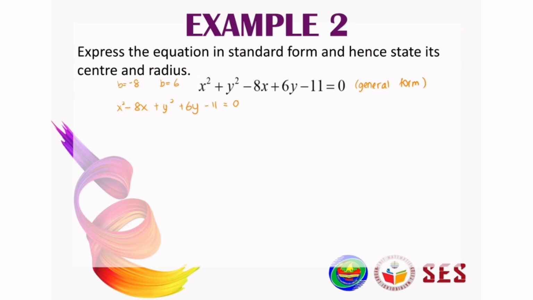So we apply the completing the square method. We will have minus 8 over 2 squared, minus again the same thing. For the y, we have plus 6 over 2 squared, minus 6 over 2 squared, and minus 11 at the end. Simplify this, and we get minus 4 squared, and 3 squared.